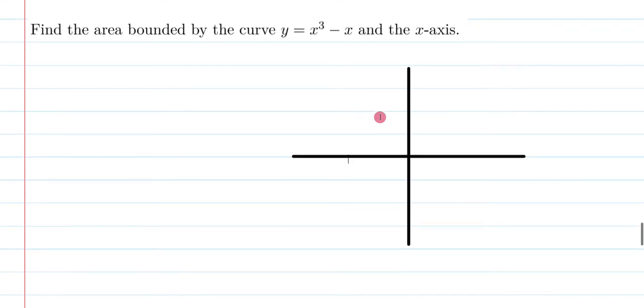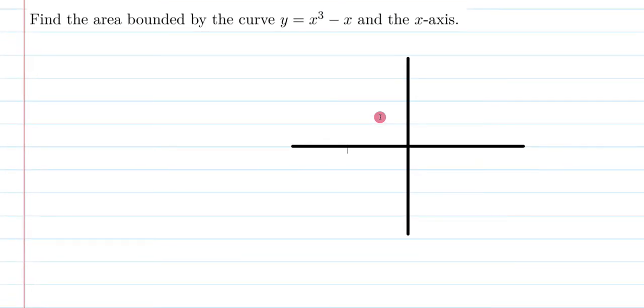So you should probably try to pause the video and try it for yourself and then check back here once you've done so. So how are you going to answer this question? It says find the area bounded by the curve y equals x cubed minus x and the x-axis. So the first thing I need to do is determine which area is above and below the x-axis for me to determine what is the positive and negative area. So that means I'm going to have to sketch this right here.